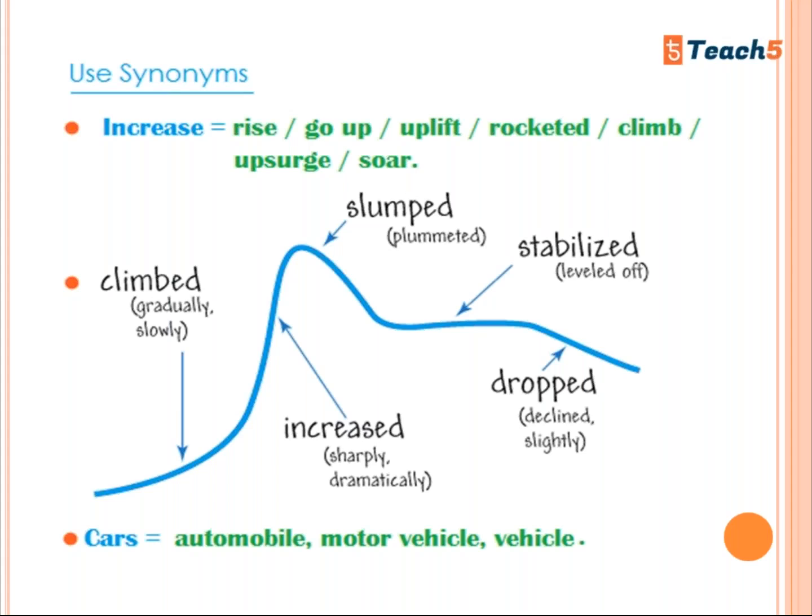So let's look at the synonyms here. Use synonyms. For example, for the word increase, you have rise, go up, uplift, rocketed, climb, upsurge or soar. And then you have other words like climbed gradually, slowly, increased sharply, dropped, declined, stabilized, slumped. These are the vocabulary words that we use for graph interpretation.